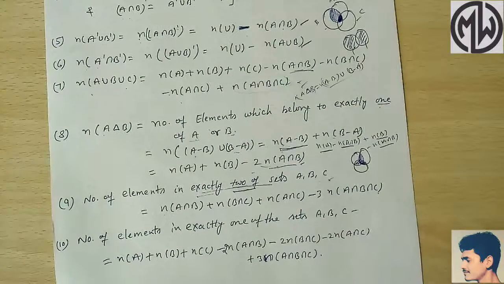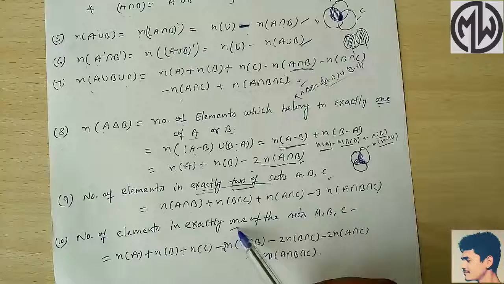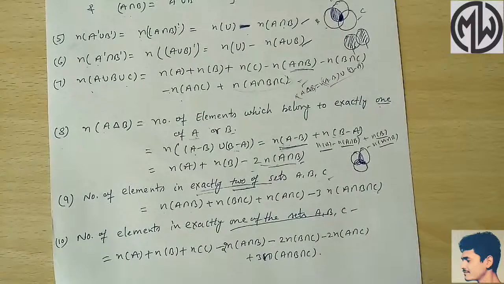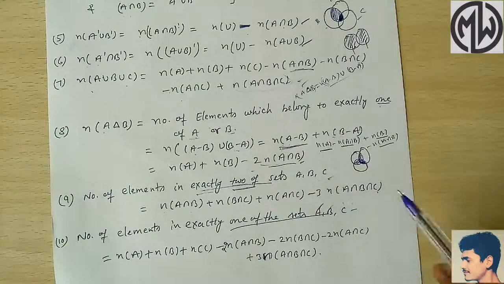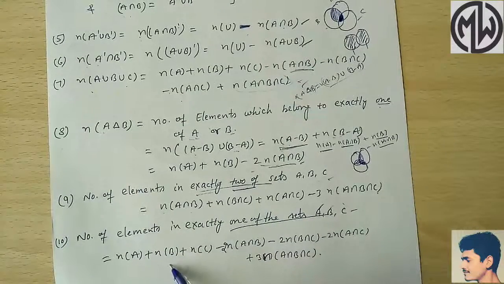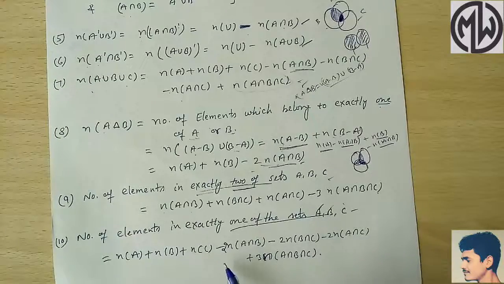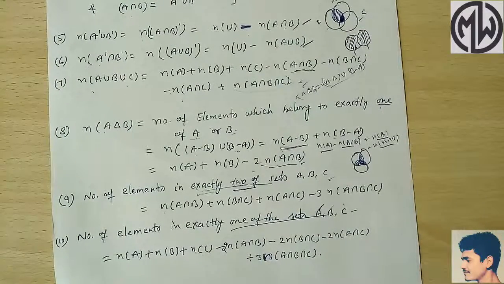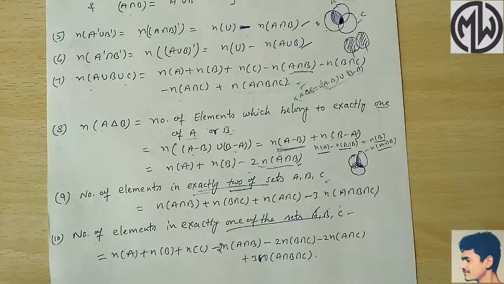Okay, and last is the number of elements in exactly one of the sets A, B and C. The total elements of exactly one set, whether in A, in B, or in C. So that will be equal to n of A plus n of B plus n of C minus 2n of A intersection B minus 2n of B intersection C minus 2n of A intersection C plus 3n of A intersection B intersection C. This is the number of elements in exactly one of the sets A, B and C.